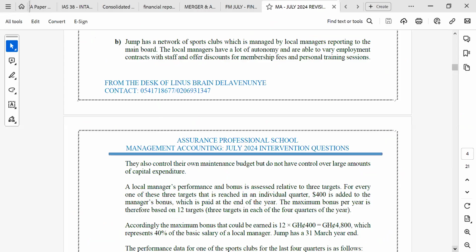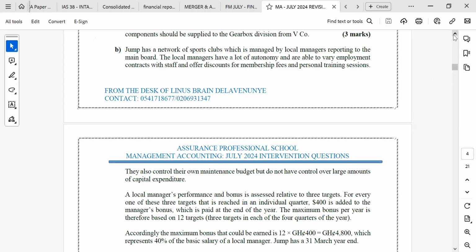So let's come now to the B part, which is also about performance measurements. Okay. Yeah, Sineben, help us with that.